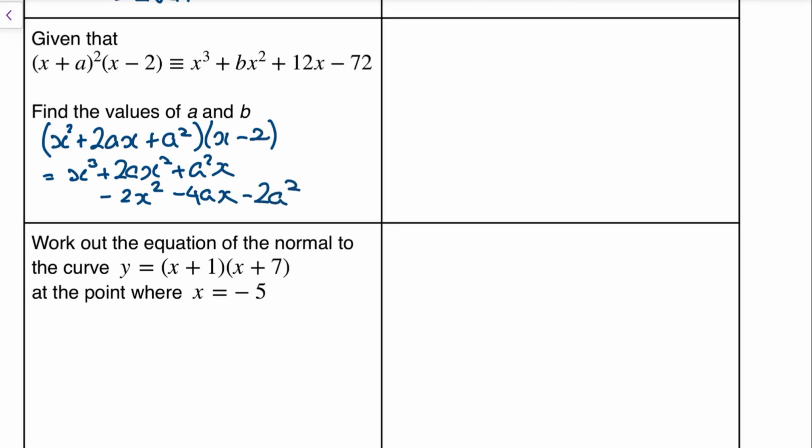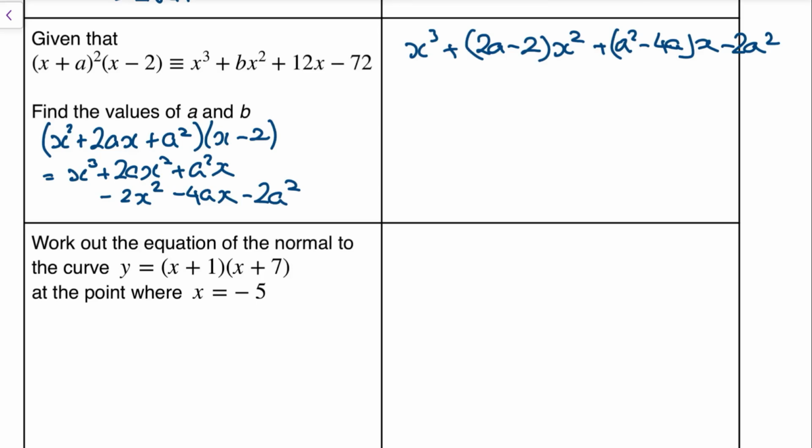And if we add all of that up, that gives me x cubed plus 2a minus 2, this is what I mean about it being messy, 2a minus 2 x squared plus a squared minus 4a, let's write that, so a squared minus 4a x minus 2a squared.